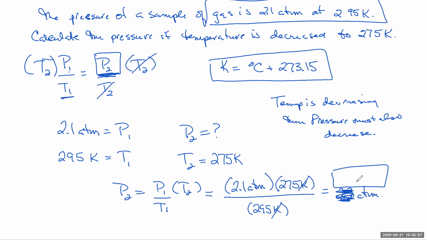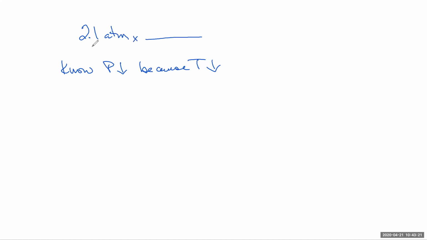The other way you could have solved this problem is just knowing this relationship and not really using the equation. You could have said my original pressure is 2.1 atmospheres, and I know that it has to go down. I know the pressure must go down because the temperature went down, and they're directly related. So I could have just taken my original pressure and multiplied it by a ratio of temperatures, and I would have known I needed the smaller temperature on top so that this is less than 1. So therefore my pressure would go down. So I could have done it by rationalizing it versus doing the algebra.